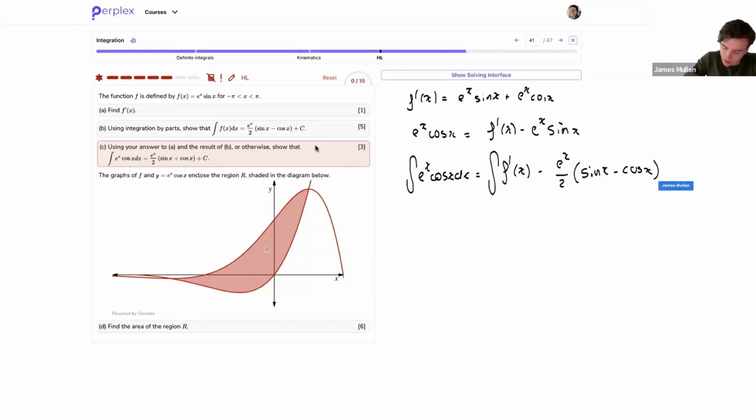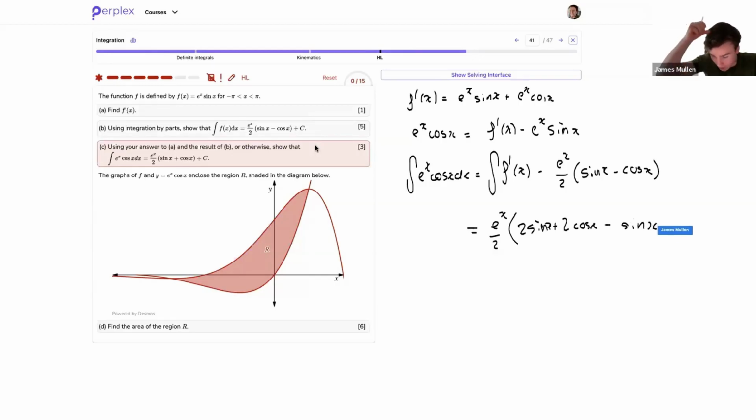All right, and therefore, because the integral of the derivative is the original function, this is e to the x times sin x plus cos x minus half of sin x minus cos x. So I can say this is e to the x over 2, and I'm going to have 2 sin x plus 2 cos x, and then minus sin x. And why do I have a minus there? Hang on. Did I say something wrong? Let me check this quickly.